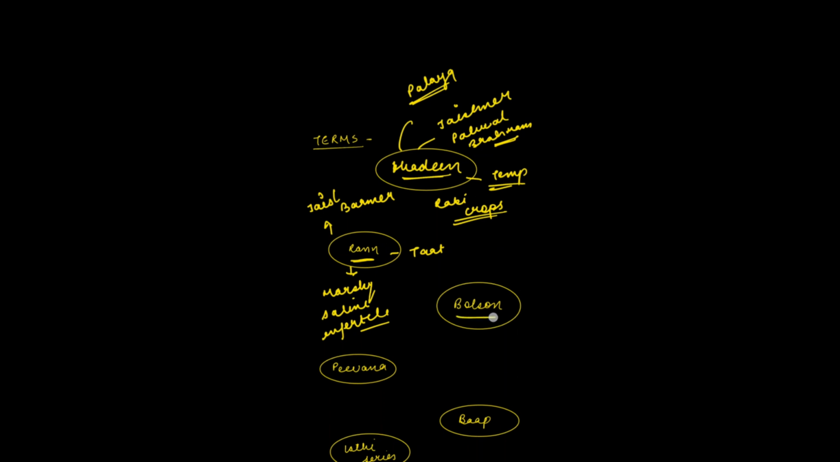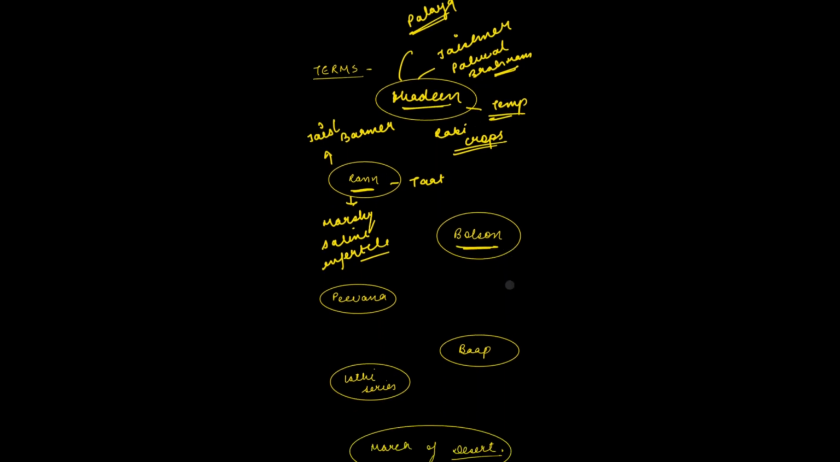The next term is Balsan. Balsan is a place which is surrounded by mountains all around, or basically three sides, and in between we have a lake, and Sambhar is an example of Balsan. Balsan means we have mountains around, and in between we have a water body.